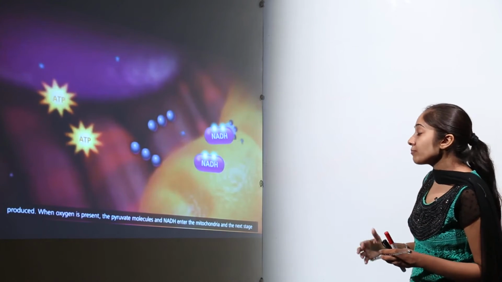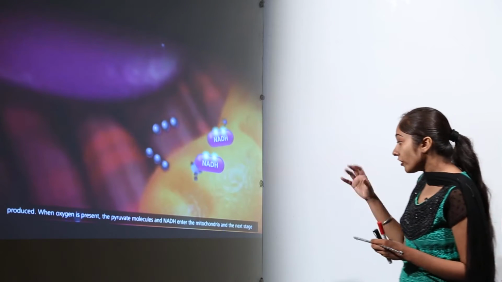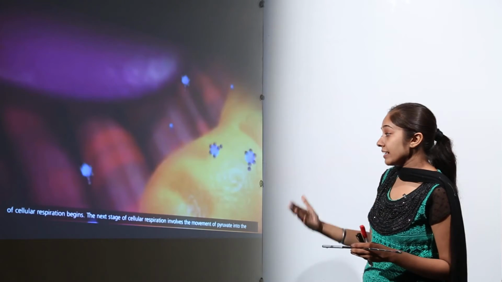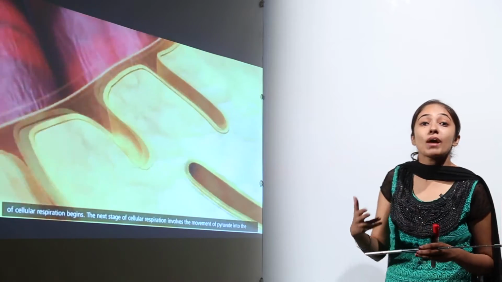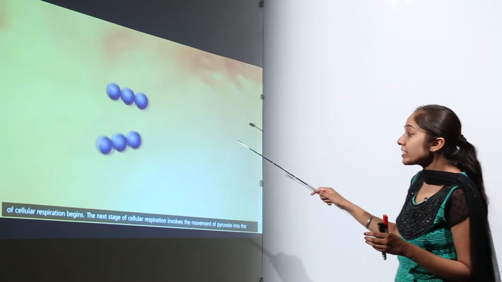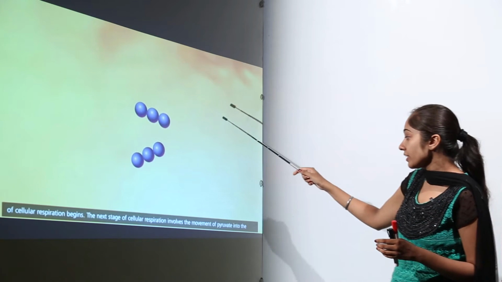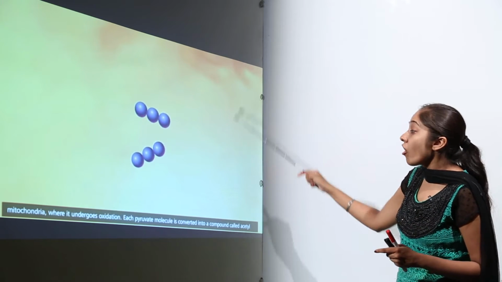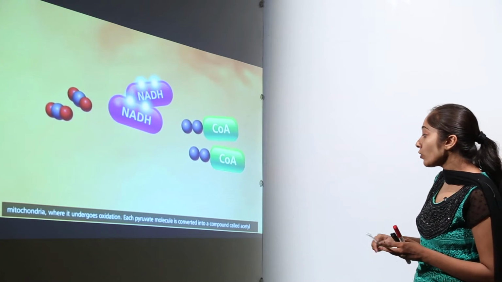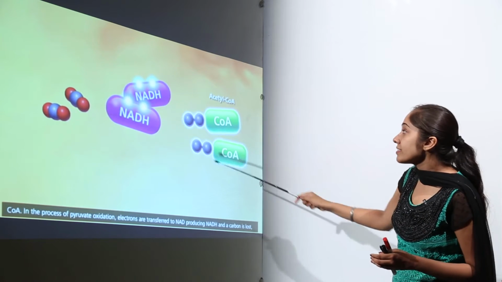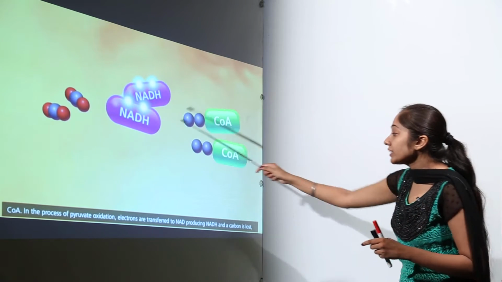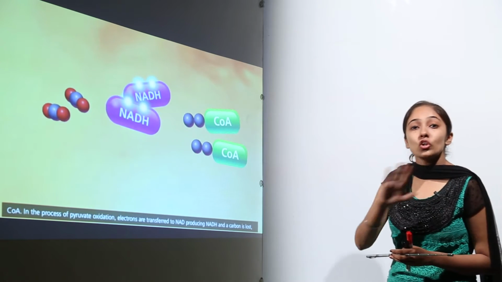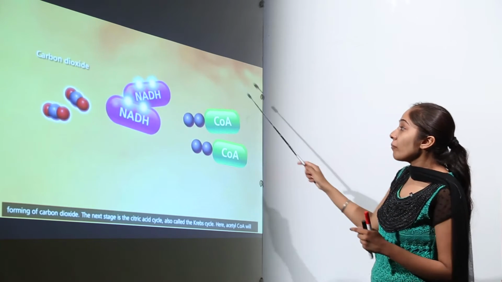When oxygen is present, the pyruvate molecules and NADH enter the mitochondria, and the next stage of cellular respiration begins. This involves the movement of pyruvate into the mitochondria, where it undergoes oxidation. Each pyruvate molecule is converted into a compound called acetyl coenzyme A, and in this process of pyruvate oxidation, electrons are transferred to NAD, producing NADH, and a carbon is lost, forming carbon dioxide.